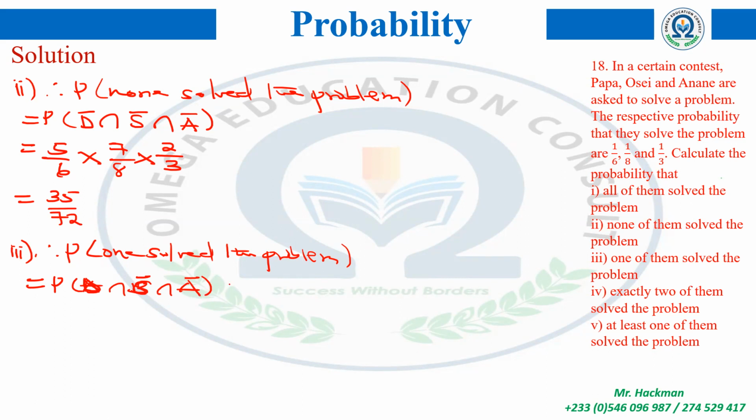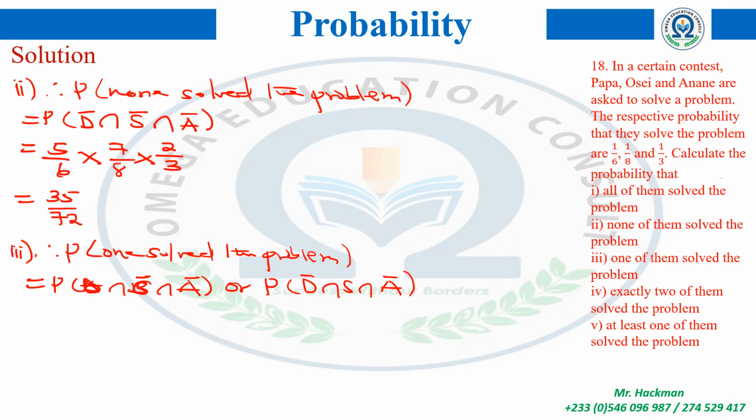Then we go to the other possibility. That one will also give you P. Again, do your letters: D intersection S intersection A. Then you ask yourself, which possibility are you looking at? You are looking at the possibility that Osei is able to solve. If Osei is able to solve, then Osei shouldn't have a complement. The others should, because they are not able to solve. Is my point well made?